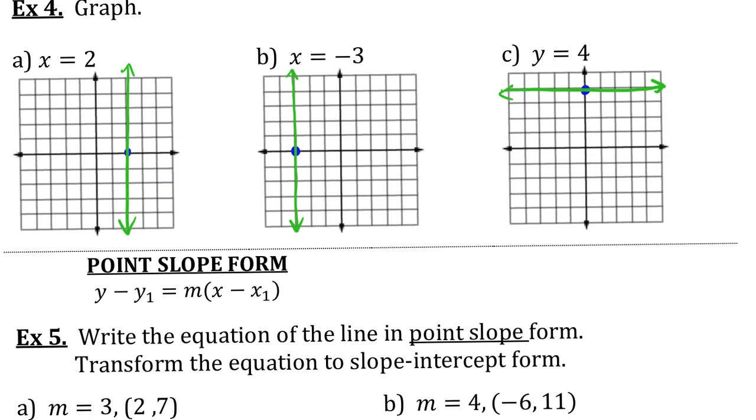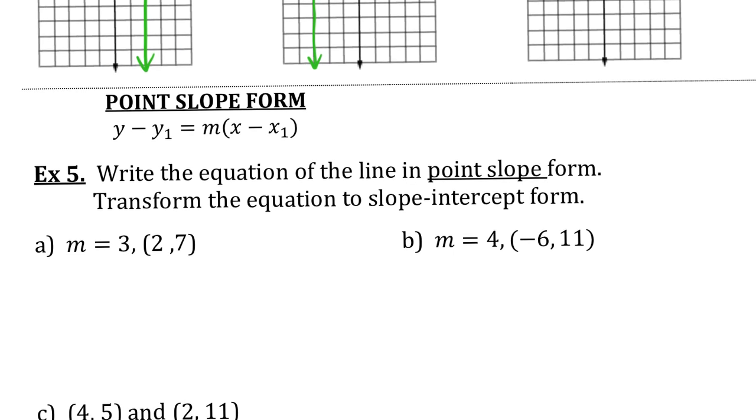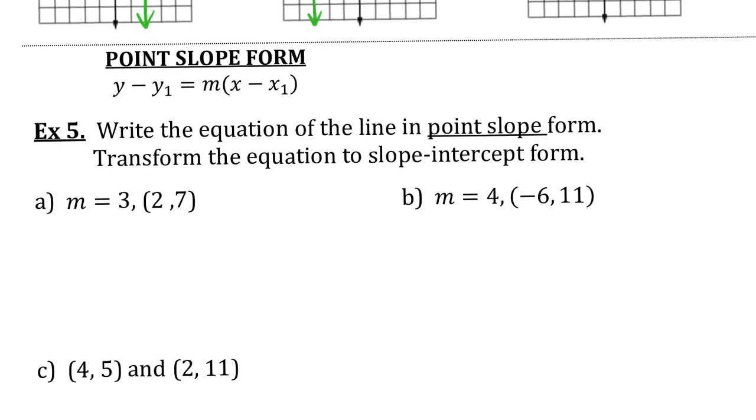Okay, one more type of equation. It's point-slope form. Okay, point-slope form is the one that looks funny, but it's so convenient. It says y minus y1 equals m times x minus x1. It's called point-slope form because they give you a point and they give you a slope. Okay, slope, m.